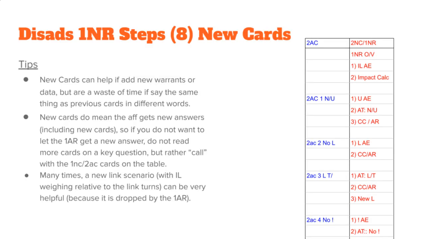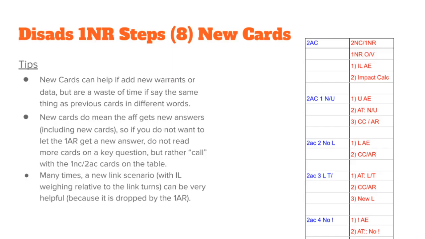When do we add new cards after this? New cards can be helpful if they're adding new warrants or data and help make your argument stronger. But if the card basically says the exact same thing as a card you've already read, you're just wasting your own time, which is actually bad, not even 0, it's negative, because that time could have been spent elsewhere pressuring the 1AR.